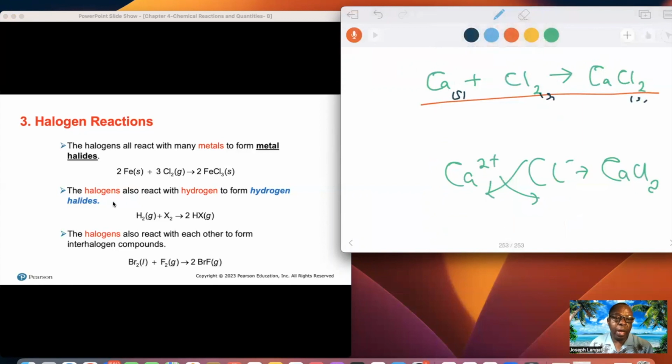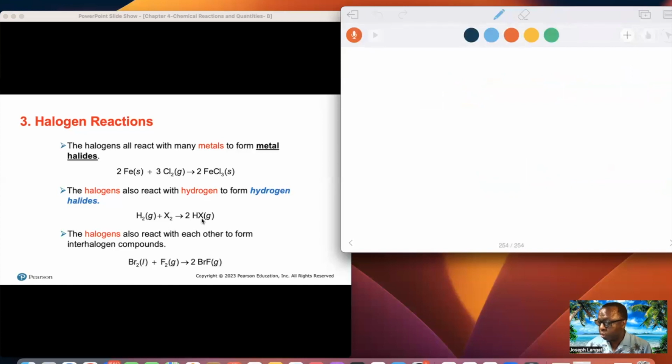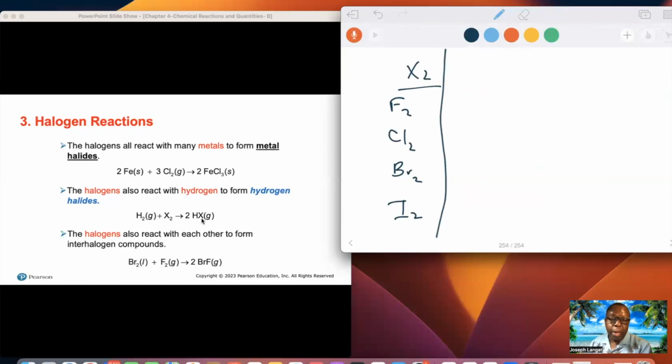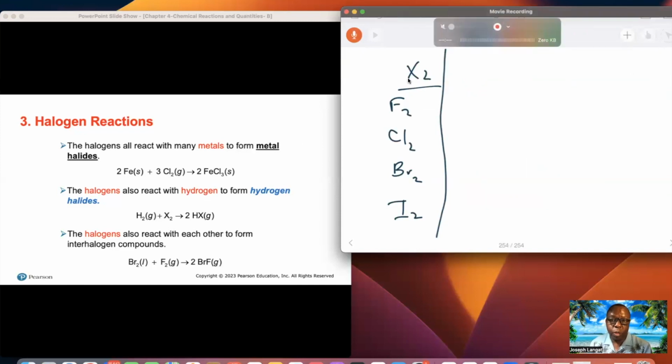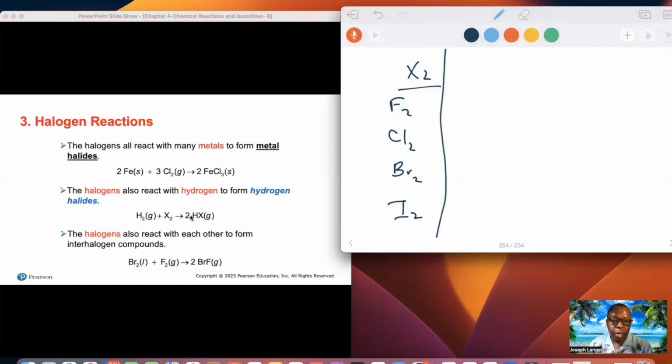Now, halogens can react with hydrogen to form hydrogen halides. X here is group 7. So here, X2 will be F2, Cl2, Br2, and then I2. And the X2 you see here is what I do have here. X's will just form 1.